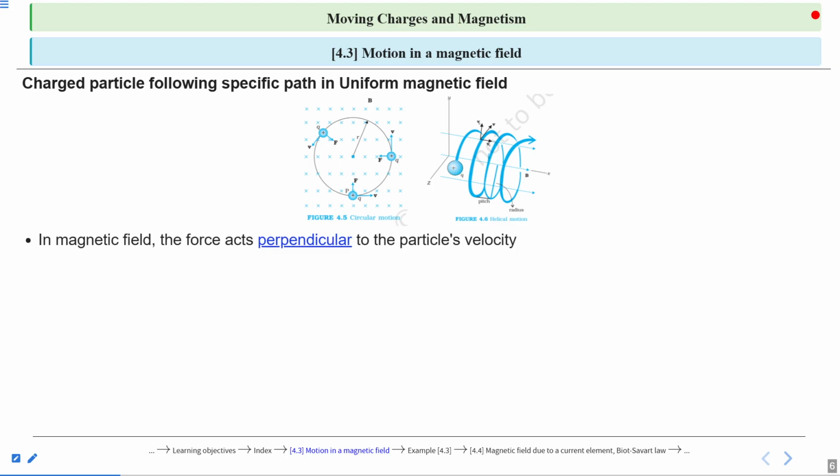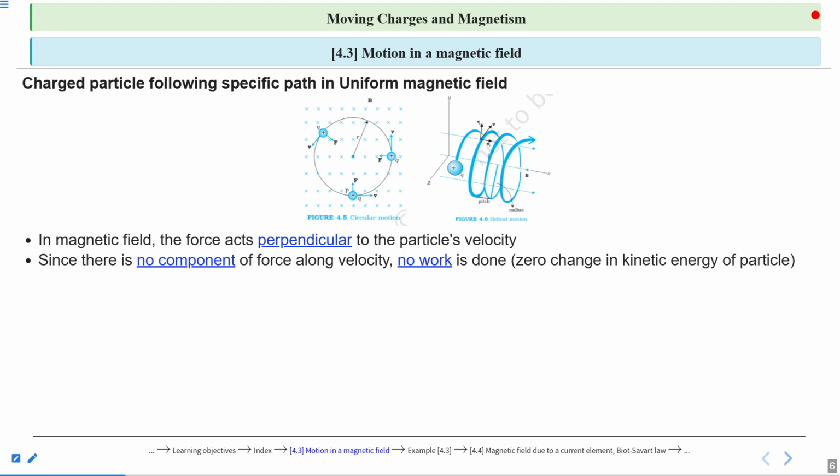In a magnetic field, the force acts perpendicular to the particle's velocity. We have discussed in the previous lecture that magnetic force always acts perpendicular to velocity and magnetic field, because magnetic force is given by q v cross B. So the resultant of v cross B will be in the direction perpendicular to both the velocity of the charged particle and the magnetic field in that region.